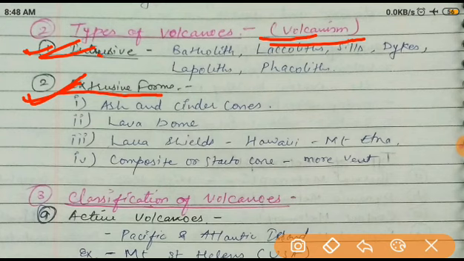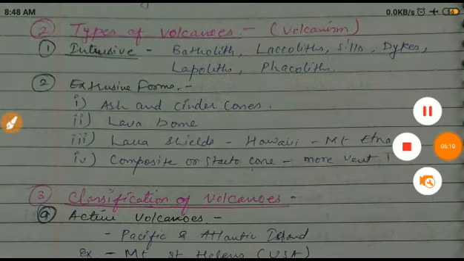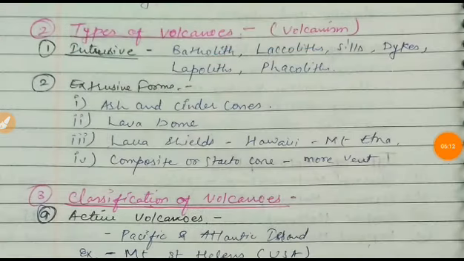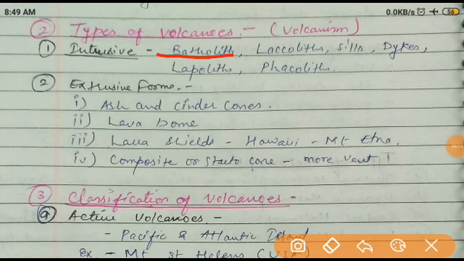Now, what are the examples of intrusive? Batholiths. So, this is the batholith, laccolith, sills, dikes, lopoliths, and phacoliths. This we have already discussed in the last chapter. If you go to the structure or the diagram, you can easily understand what these are. Okay. Second one, it is the extrusive form.